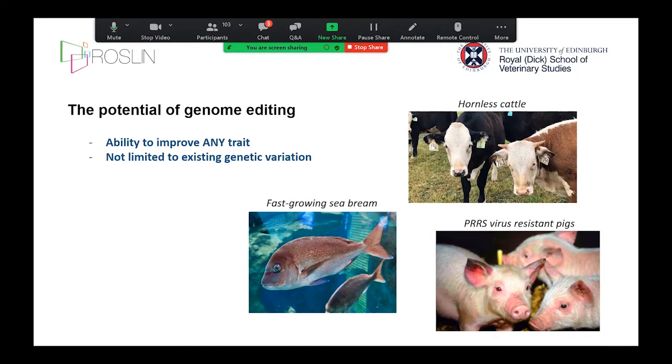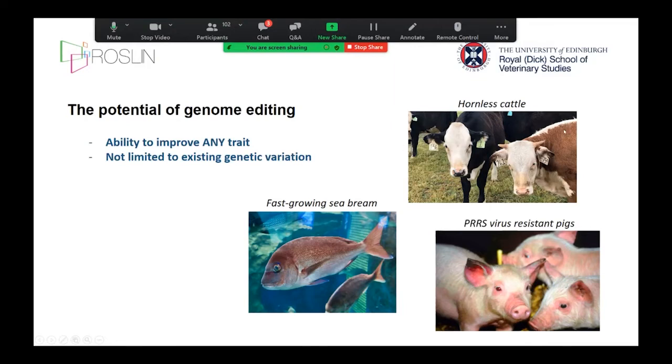For example, here I have 3 different examples in different organisms. One of them is hornless cattle. This is something that actually occurs naturally. There are cattle that don't have horns. We know the gene, but with genome editing, you can transfer that to other breeds much faster and more straightforwardly than with conventional breeding.